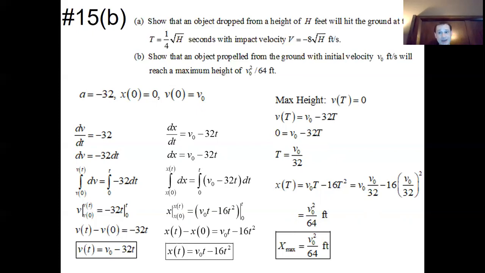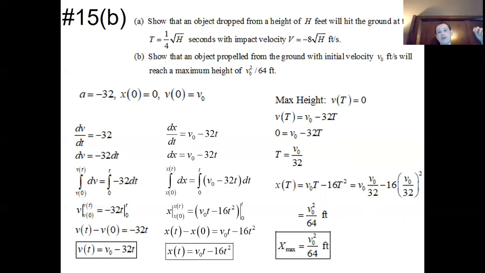So the time it reaches this maximum height before it starts coming back down, how much time does it take to get from the ground up? Well, it's v naught over 32, whatever that happens to be. Now the question is, what is the maximum height? And show that it's v naught squared over 64.